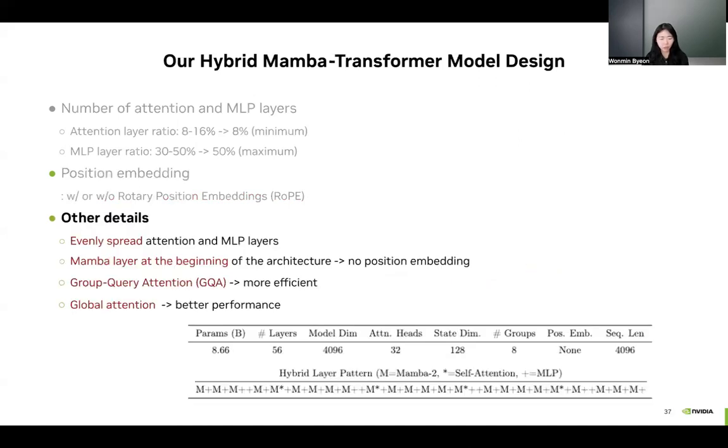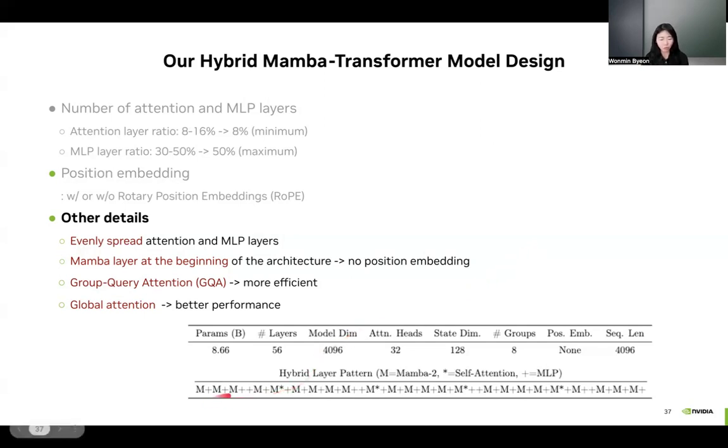And these are some other details. First, about the position of attention and MLP layers. We found that there's no difference with the specific positions of attention or MLP layers, or the ordering of these layers. So we found that it's best to just evenly spread those layers.